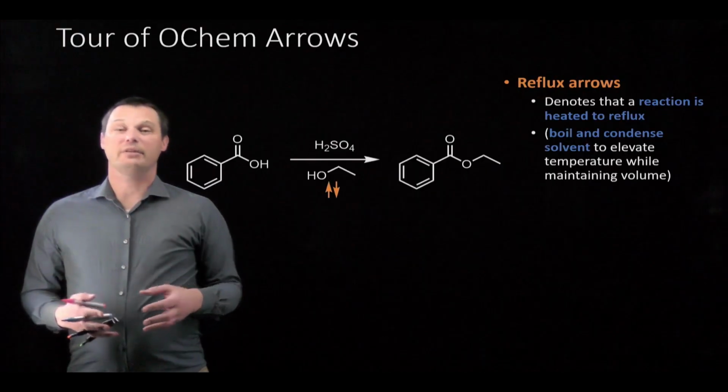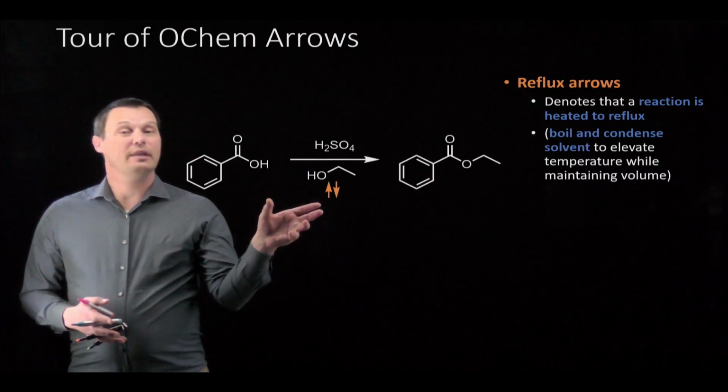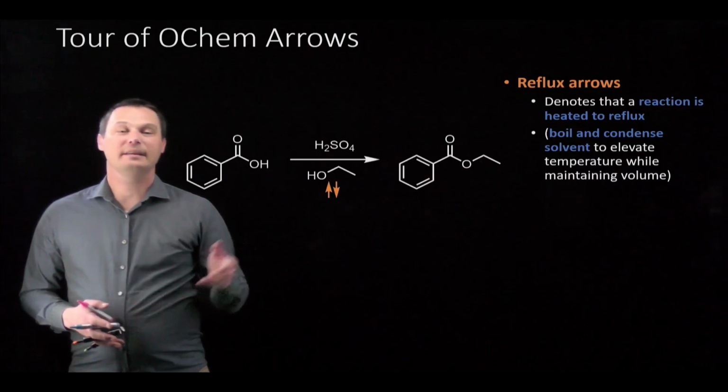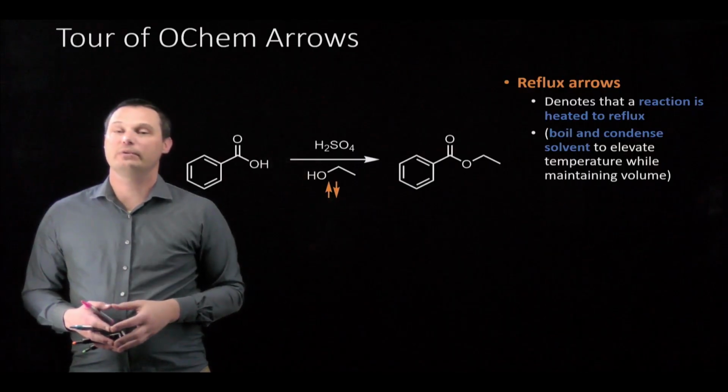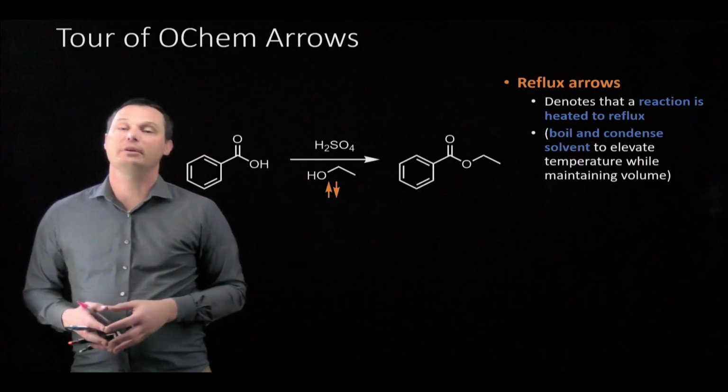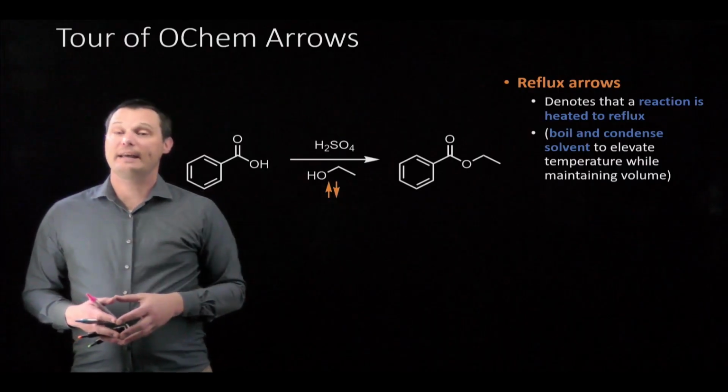The last arrow that I'd like to show you today is one we really don't see all that often, but when you do, now you'll know what it is. And it is reflux arrows. We use this up-down arrow pair underneath the reaction arrow as a set of reaction conditions to show that this reaction is being refluxed. This reaction must have some kind of high activation energy barrier.